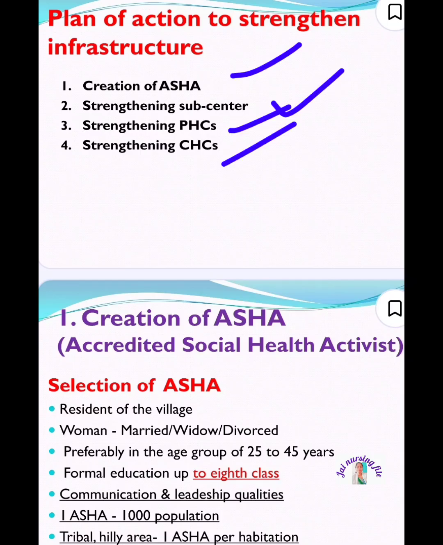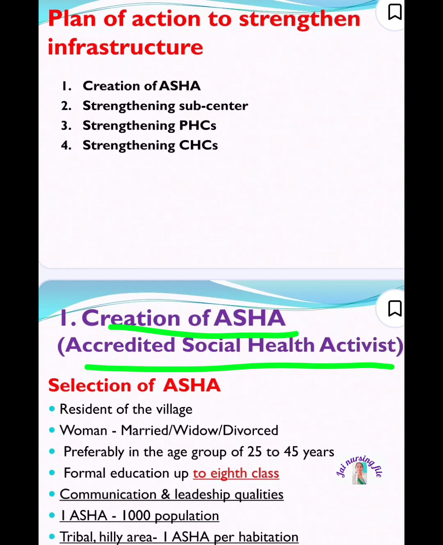Plan of action to strengthen the infrastructure. First one, creation of ASHA, strengthening sub-center, strengthening PHC and community health center. First, creation of ASHA. Who is ASHA? Accredited Social Health Activist. And then the selection, who will select?